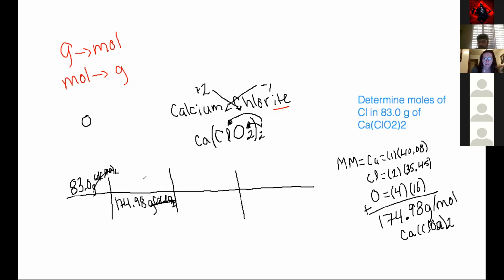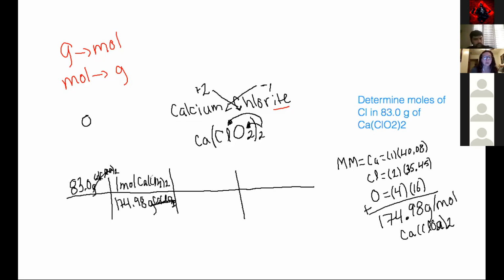Would it be 1 mole? Perfect, yep. It would be 1 mole. And that's why we like to think about the unit for our weight, right? It's grams per mole. So that means 174.98 grams of calcium chloride equals 1 mole of calcium chloride.